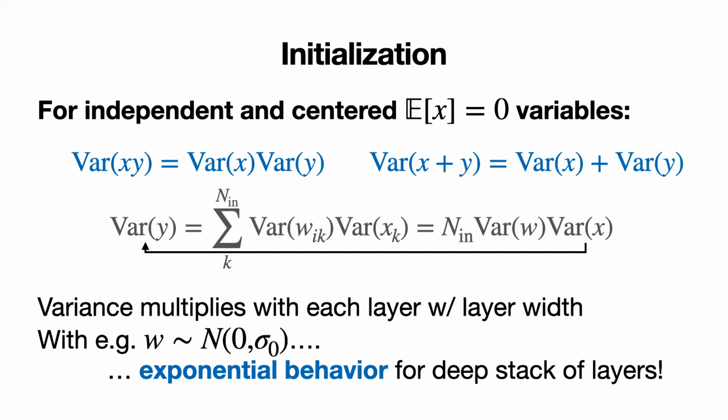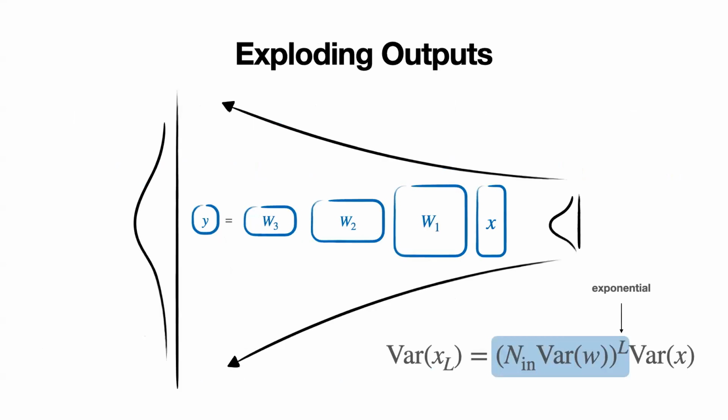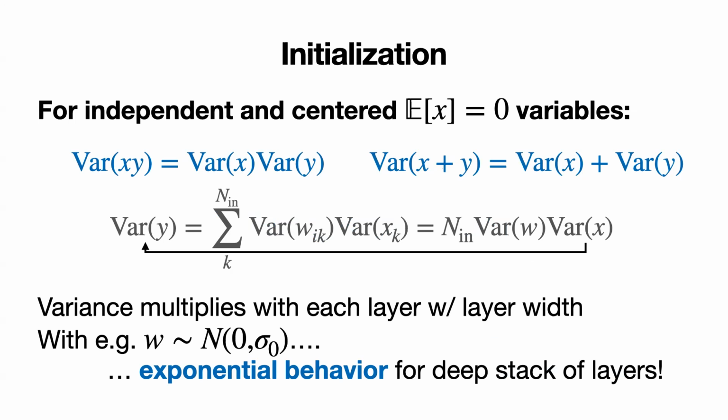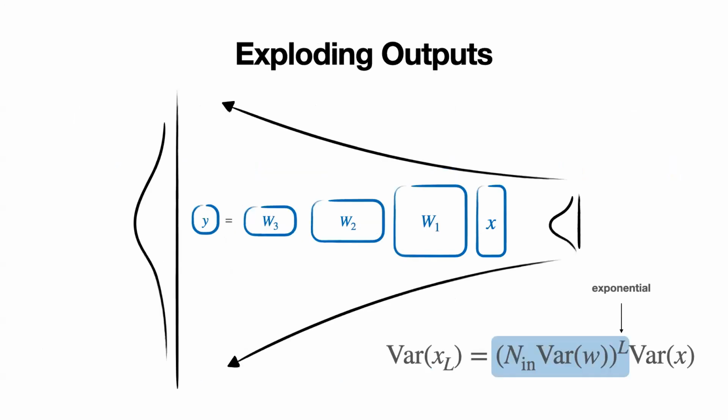So what kind of exponential behavior can we get? If n times the variance of the weights is greater than 1, what we have is exploding outputs. You will have a fairly large variance to begin with, and if the variance of the weights is large compared to the number of input channels, then your outputs just start to explode. A slight change in the input produces a huge change in the output. That's not great, because you completely lose control of what's going on in your neural network.